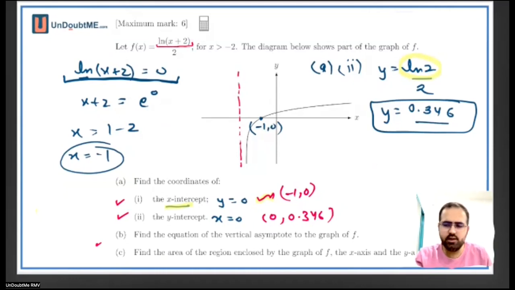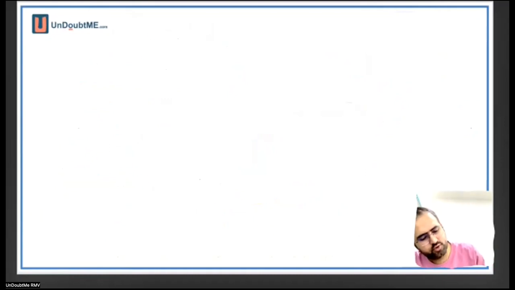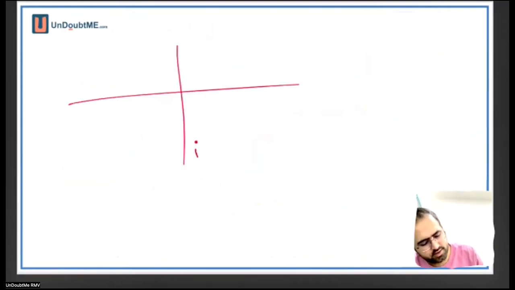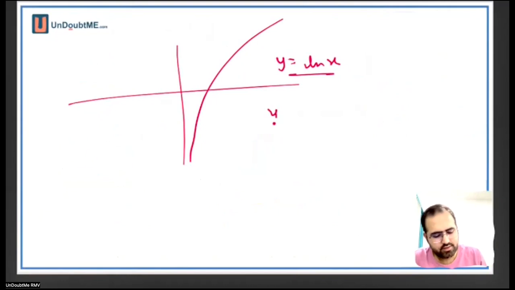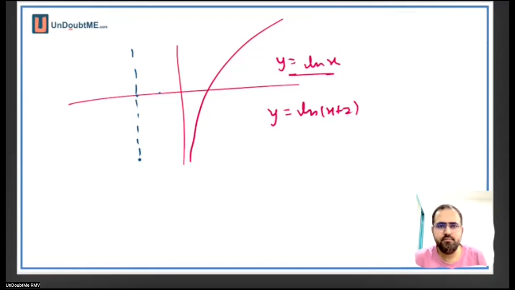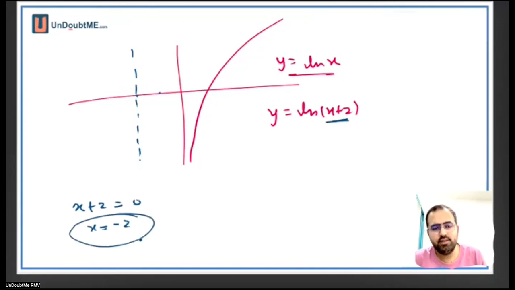Now try to recall the graph of ln x. For this, you can take help of a calculator. The graph of ln was like this, and it was having an asymptote at x equal to 0. Now this is the graph of ln of (x plus 2). It means it is shifted by 2 units, so the asymptote will also be shifted by 2 units. So for x plus 2, you simply put x plus 2 equal to 0. You'll get x equal to -2. This is the equation of the vertical asymptote.